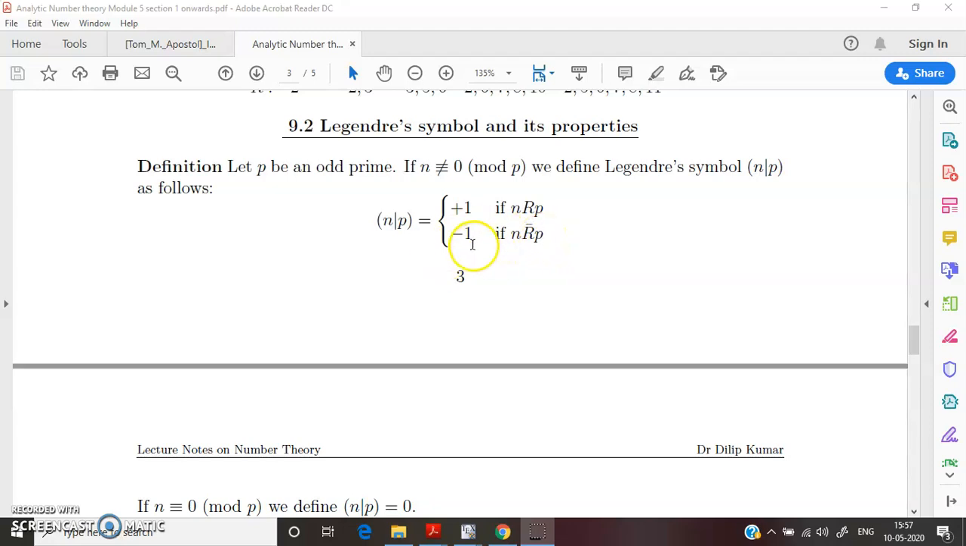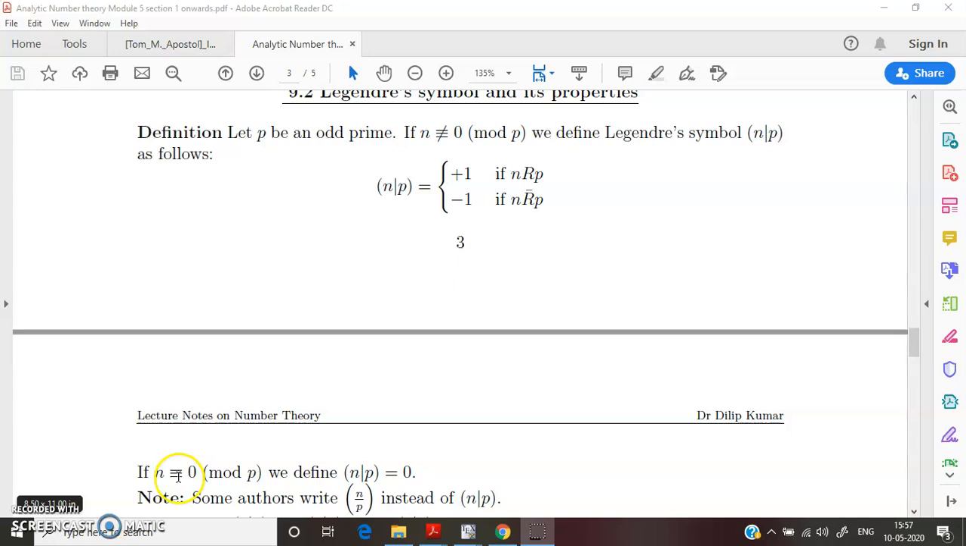So this is the definition, and if n is divisible by p, then the Legendre symbol n over p is 0. So the Legendre symbol is non-zero only when n is not divisible by p. So n over p is 1 if n is a quadratic residue mod p, and minus 1 if n is a quadratic non-residue mod p.